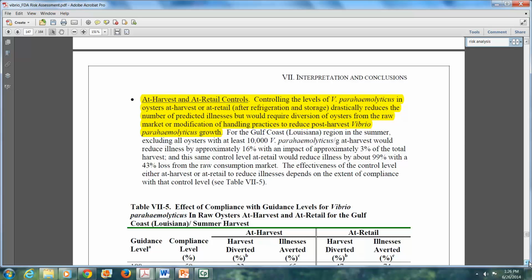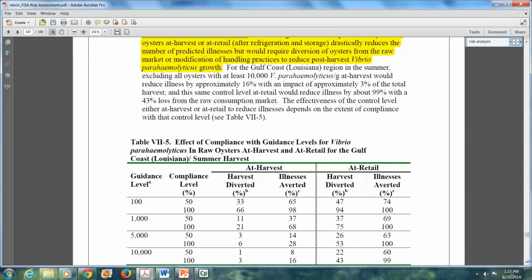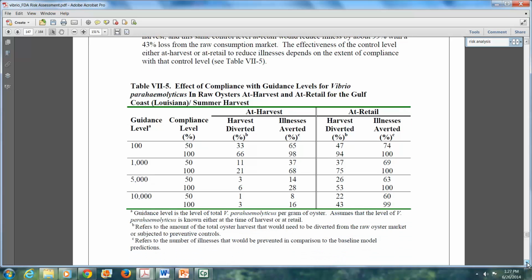Controlling the levels of Vibrio in oysters at harvest or at retail after refrigeration and storage drastically reduces the number of predicted illnesses, but would require diversion of oysters from the raw market or modification of handling practices to reduce post-harvest Vibrio parahaemolyticus growth. So they provide information down here. We won't take the time to examine it, not at this point.